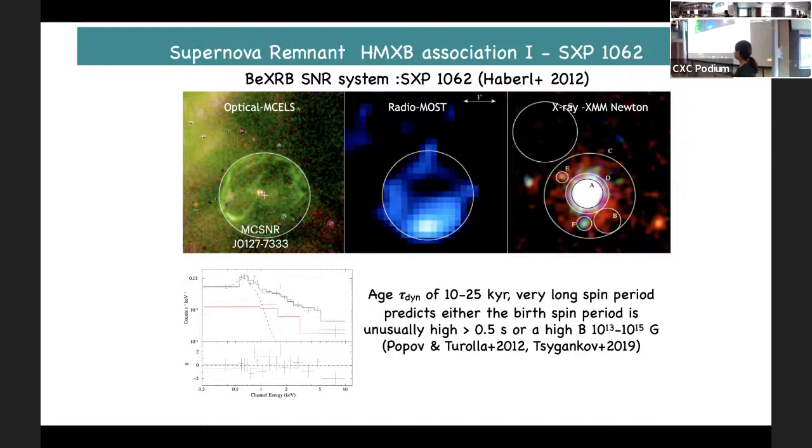By modeling the X-ray spectrum, one can determine the dynamic age of the system to be less than about 25,000 years. So this would mean that the pulsar managed to spin down to a value of more than 1,000 seconds in 25,000 years, which is surprising. In that case, it could either be born with a very long spin period, or had a very high magnetic field, which allowed it to spin down at a very high rate.